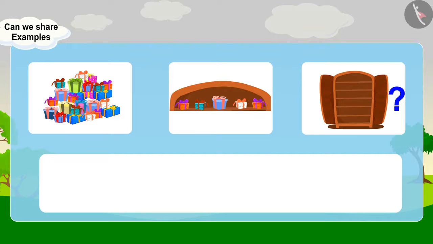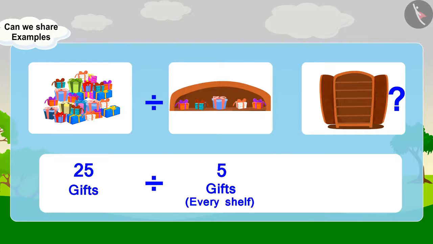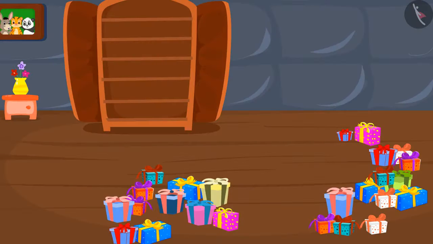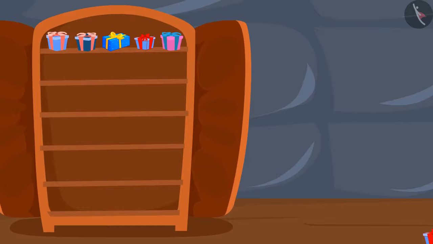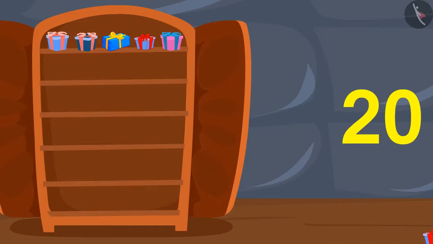We can write this question like this. 25 gifts divide 5 gifts per shelf equals to how many shelves? First, we will put 5 gifts on one shelf. Now, we have 20 gifts.